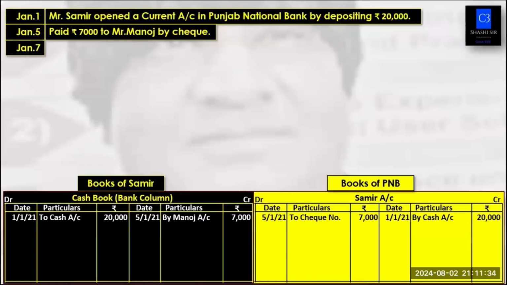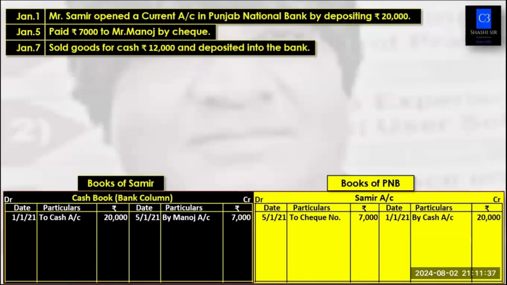Then again, third transaction is sold goods for cash, 12,000 and deposited into the bank. I am quickly going through these transactions because I assume that you already know how the cash book and passbook is prepared. So when goods are sold for cash, 12,000 and deposited into the bank, the bank is the receiver. In the cash book bank column, it will be recorded on the debit side, and in the passbook on the credit side.